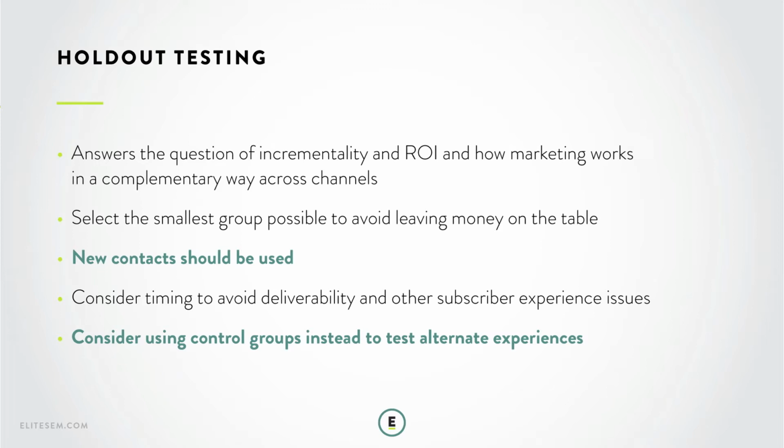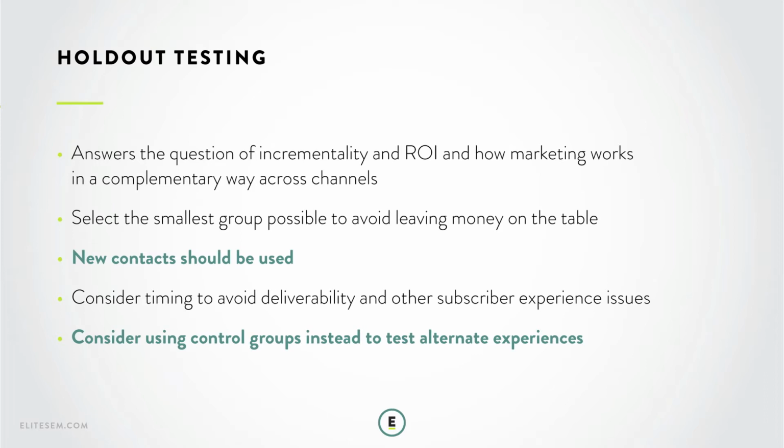Take the smallest group possible if you're doing a holdout test. The only way that you can know for sure that you're not leaving a ton of money on the table is to take the smallest group. Only use new contacts, and the reason for that is a couple of reasons. Deliverability: if you're receiving emails, and then all of a sudden you stop receiving emails and later start receiving emails again, that could cause deliverability issues or really not a great customer experience. So take into account what that customer is going to feel if you do a holdout test.